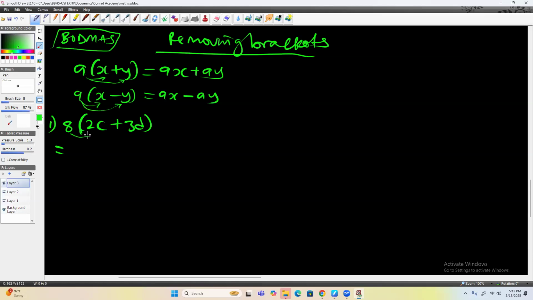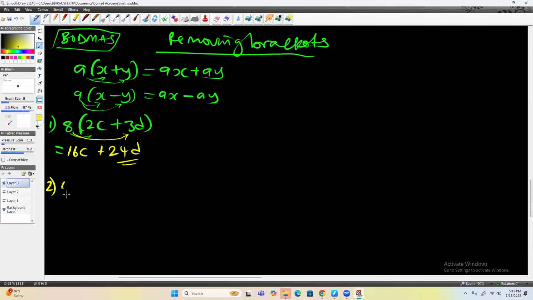So here 8 is going to multiply 2, right? So 8 times 2, you have 16c plus this 8 again goes to multiply 3d. 8 times 3 is what? 18. 8 times 3. Sorry, that is 24. So you have 24d. And that is all. That is the answer. There is nothing to be added again. Okay?